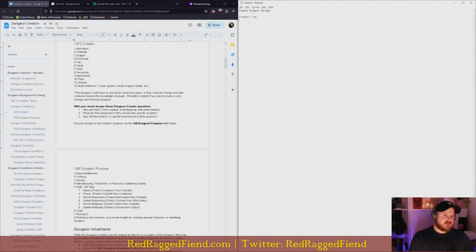Alright, so who are they? Are they one creature or a family? I don't think it's going to be an entire faction. Since we're building a simple dungeon, it's not going to have a ton of chambers in it. So I'm thinking maybe just one creature. One Fey creature. Let's just go ahead and we'll drop that in for now, and maybe that'll change as we answer some other questions. So the great thing about the process is that you can always go back and make amendments and changes as you need.